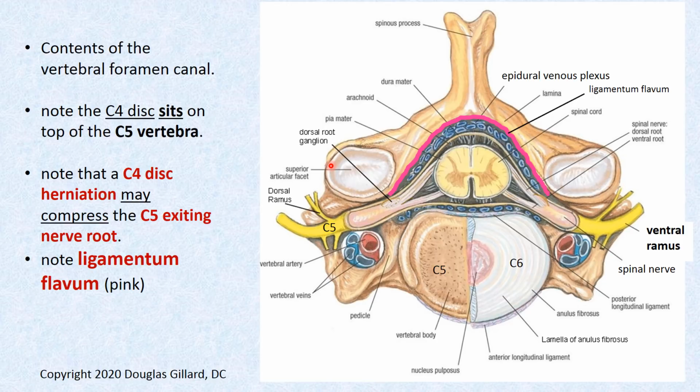Okay, it shows the vertebral arteries quite nicely. Notice there's 2, sometimes 3 vertebral veins that run along with those. This is the epidural venous plexus. This is also called the epidural space. Okay, when you go to the doctor, you have sciatica or radicular pain, they can do an epidural. This is the epidural space that they're talking about right here.